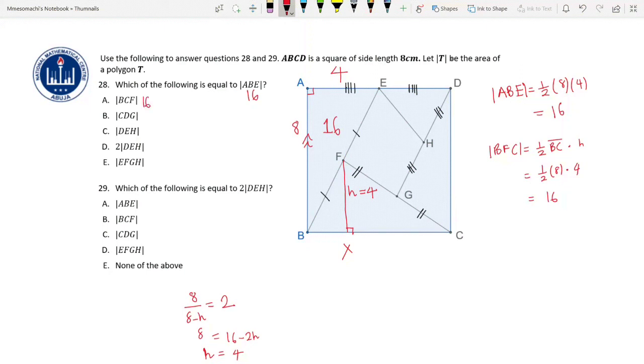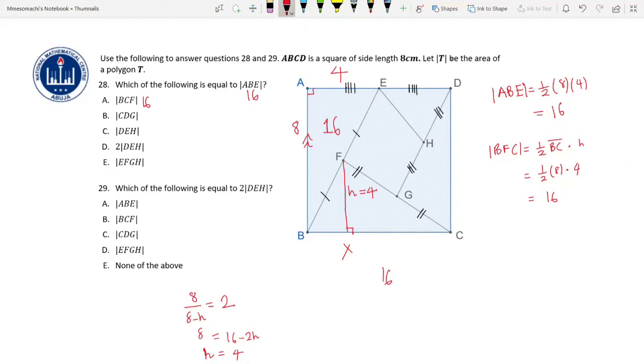So, I mean, in the exam, one can quickly choose option A and move on. But I want us to find the area of all the shapes here. That is ABE, BFC, CGD, DHE, and EFGH. Okay. So BFC is 16. Now, what else can we find?